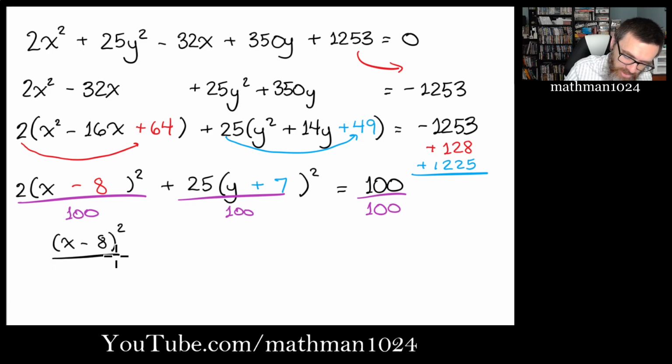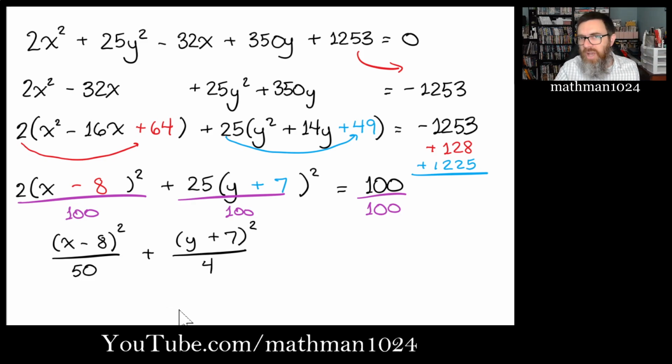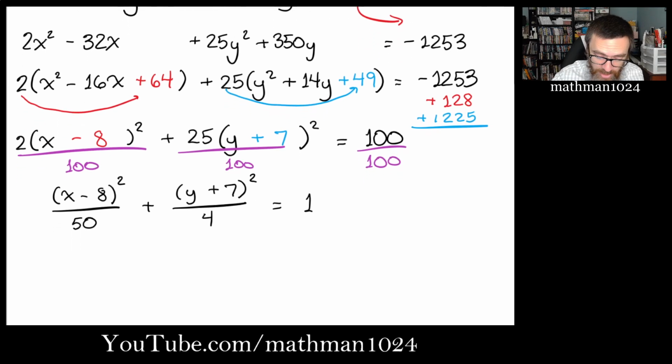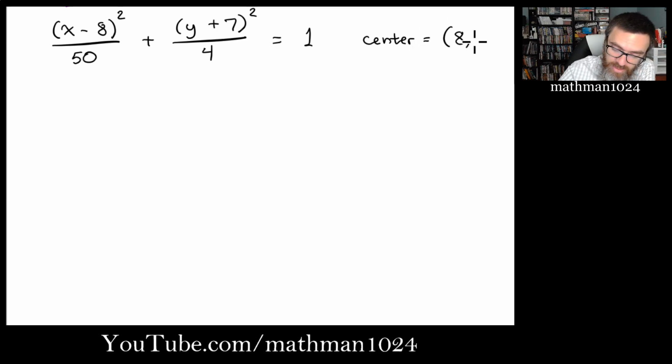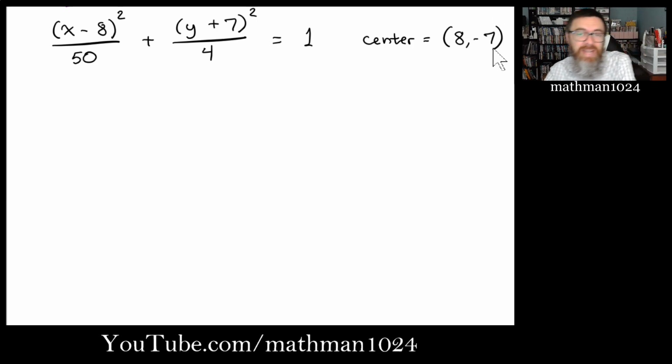All right, so that gives me (x minus 8) quantity squared over 50 plus (y plus 7) quantity squared over 4, 25 and 100 reduced to 1/4, is equal to 1. So once we're here, we don't really need to worry about all the stuff that came before that. From this, we can answer all those questions about the ellipse. The center is 8, -7.